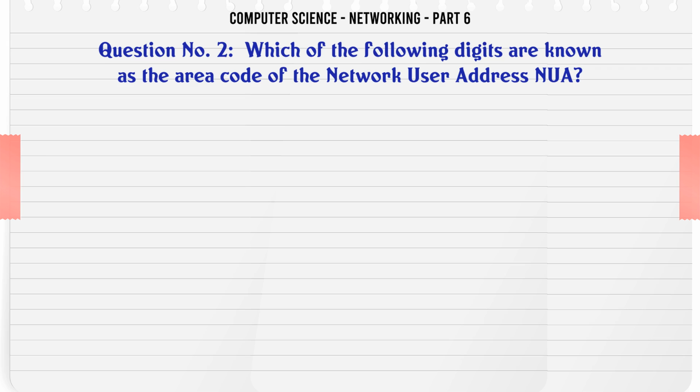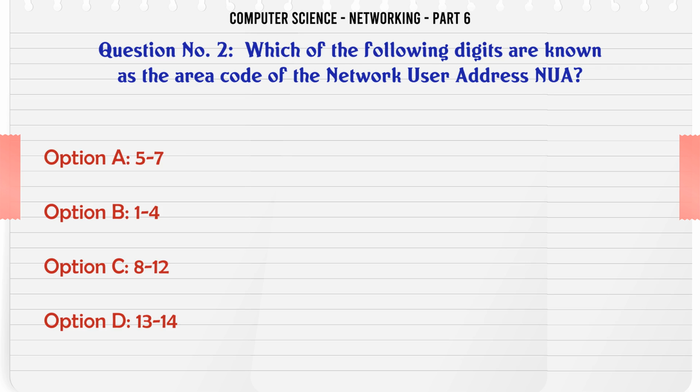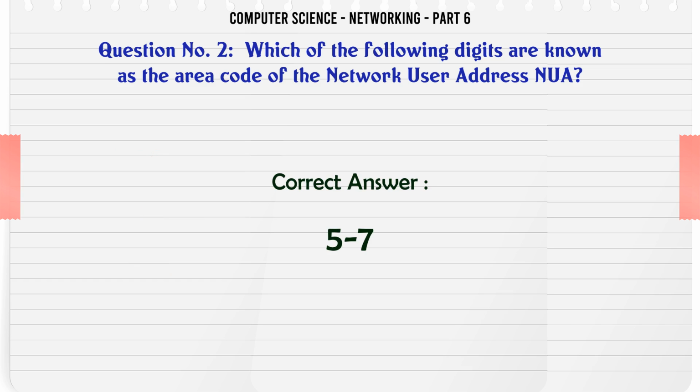Which of the following digits are known as the area code of the Network User Address, NUA? A. 57, B. 14, C. 812, D. 1314. The correct answer is 57.